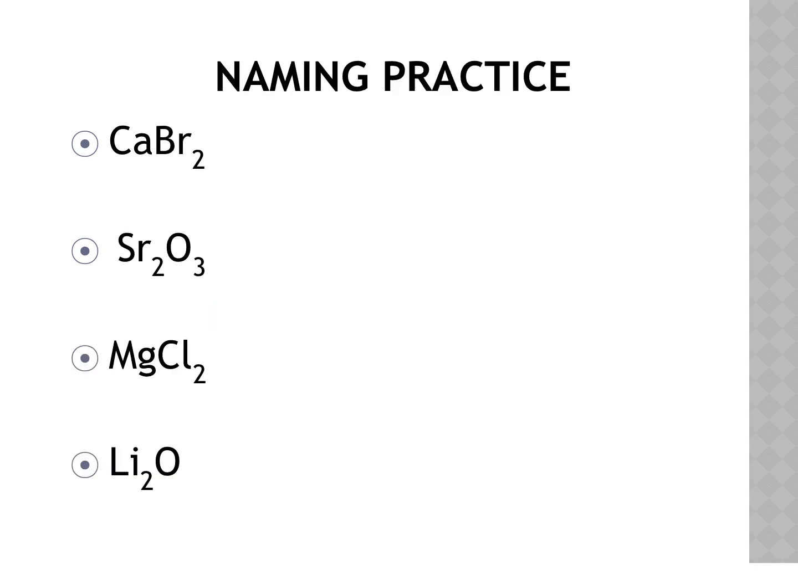Okay, let's do a couple practice problems. So we have CaBr2. What is Ca? Calcium. Okay, and then Br is bromine, except how are we going to end it? Bromide. Good. Okay, technically your first word should be capital, so capital C for calcium. Second word is lowercase.